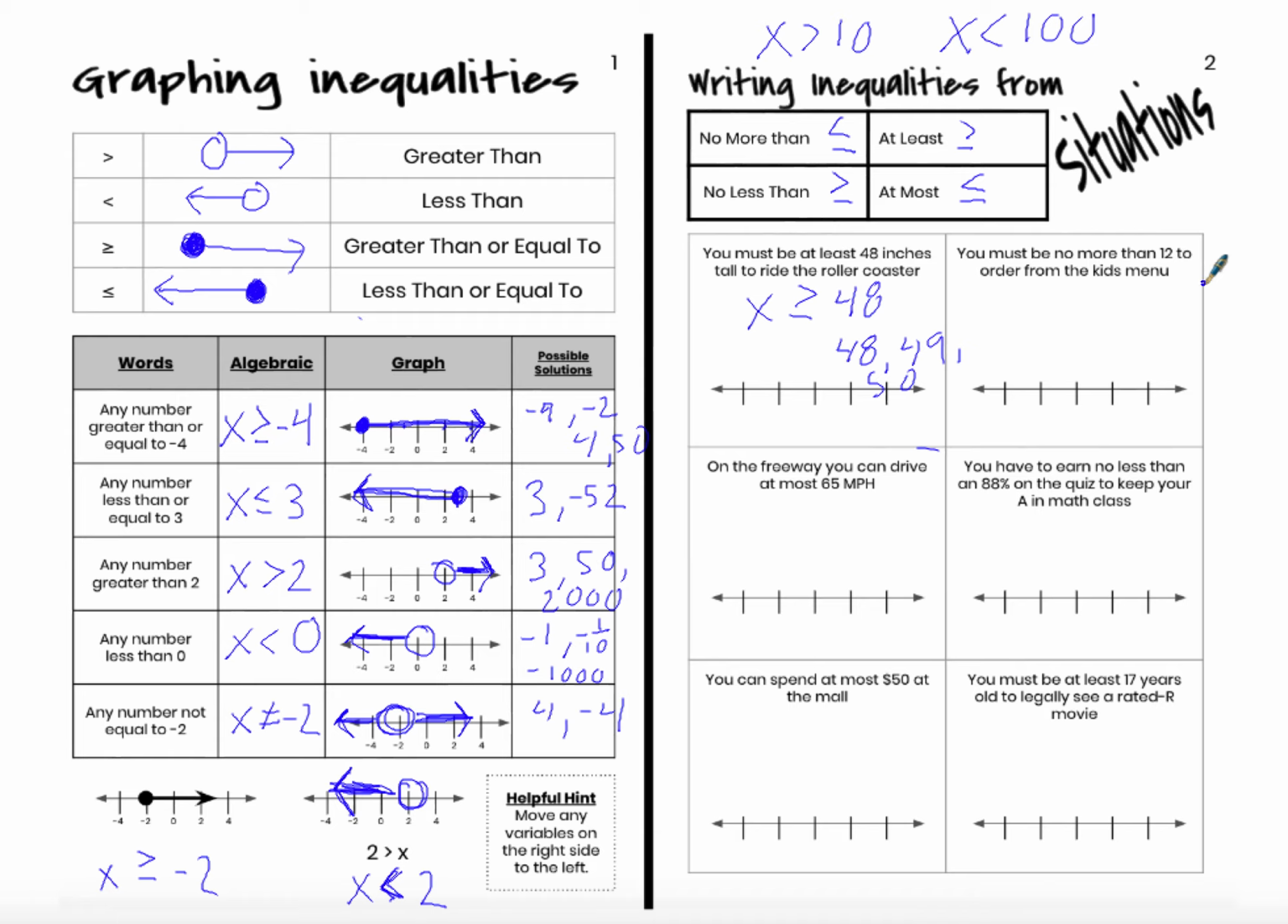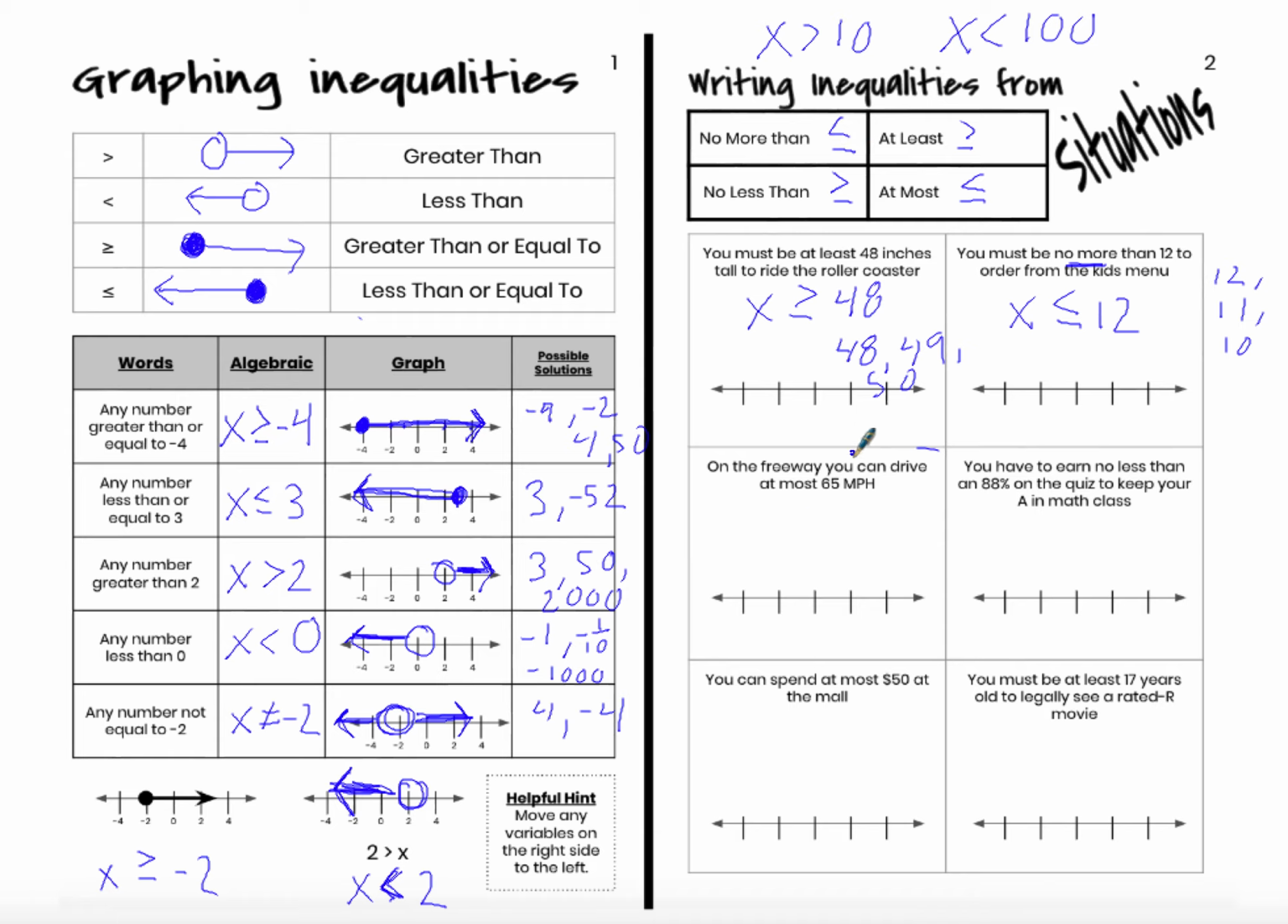No more than 12. You can be 12 to order from the kids menu. You can be 11. You can be 10. Apparently, you can also be negative 100. So this is the situation where it's okay to equal 12, but you can also be less than 12. So the no more than is less than or equal to.